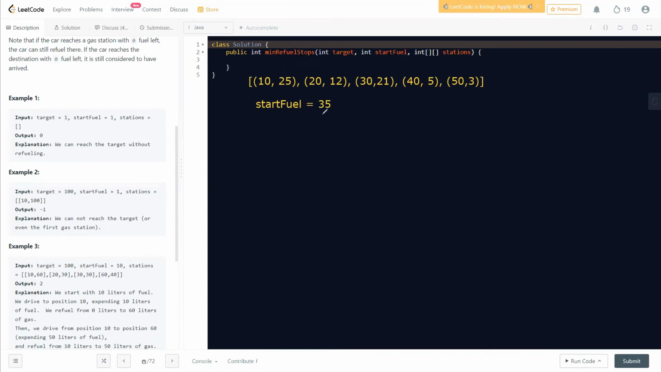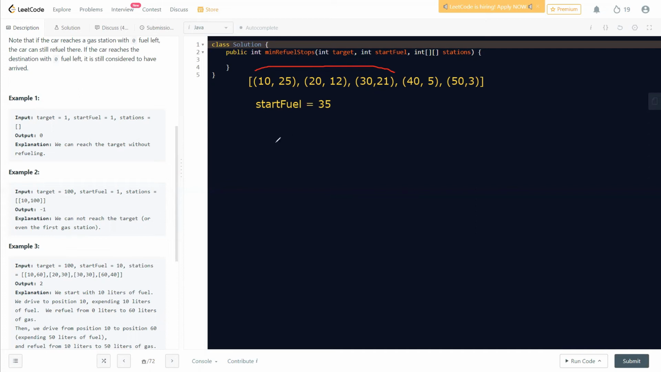Now, in this start fuel condition, what can we do? We can reach any station between 10 and 30. Like we need to do a refueling at any of the stations, right? So let's try to get the max distance we can reach. Our max distance we can reach is 35. So 35 we can reach, but we need to do some refueling before that.